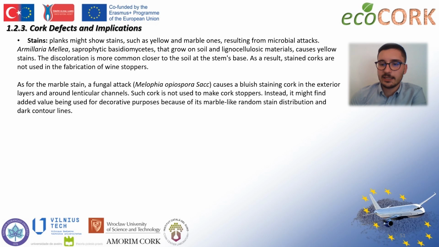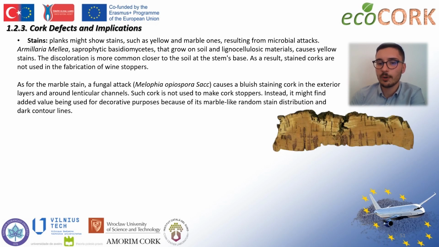Planks can get stains like yellow and marble on them when microbes attack them. Because of this, stained corks aren't used to make wine stoppers. Instead, marble stained cork might be more useful as a decoration because of the random way the stain spreads and the dark lines that follow the shape of the cork.